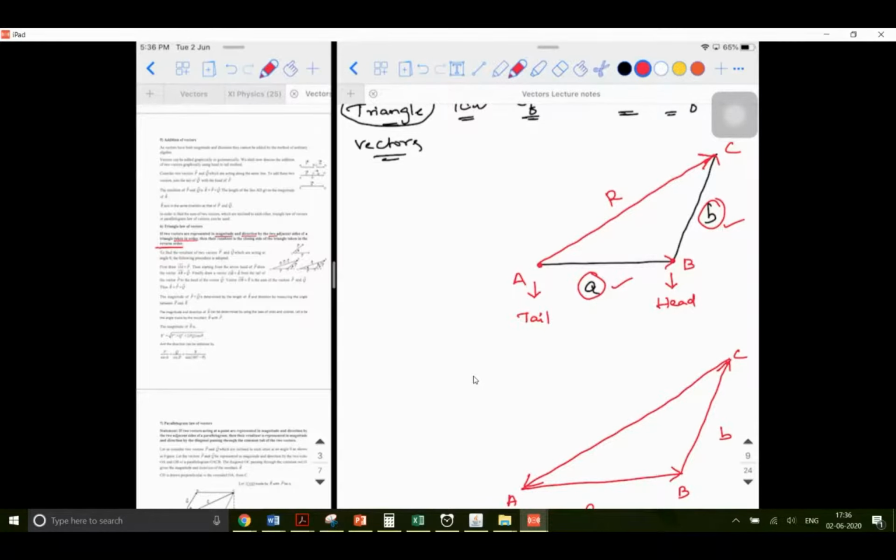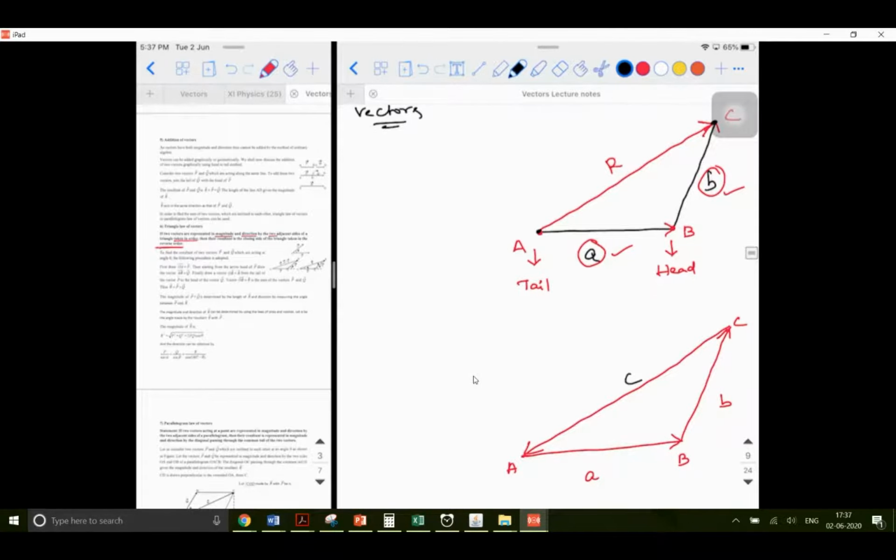So, what do you understand from reverse order? If they are in order, what is happening? If they are in order, the head of the first vector is coinciding with the tail of the second vector. Whereas in this case, what is happening? In the case of the first diagram, both the heads are coinciding. Very good. That is the reason. Both the heads are coinciding.